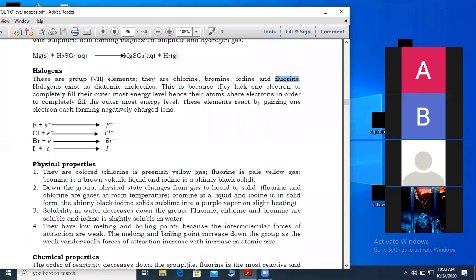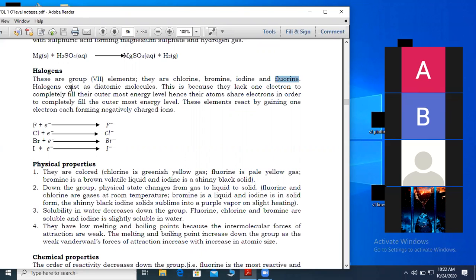Now, among all these, the first element in the group is fluorine, because it has 2 energy levels, so it is in period 2. Then it is followed by chlorine, bromine, and iodine. Now, sometimes we ask for the characteristics of these elements of group 7.